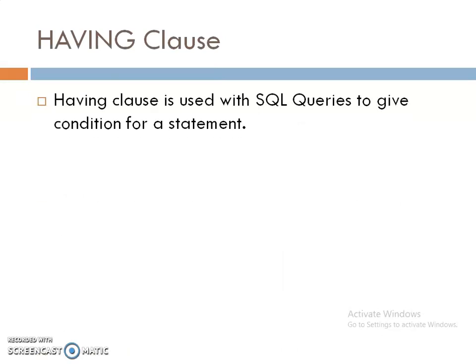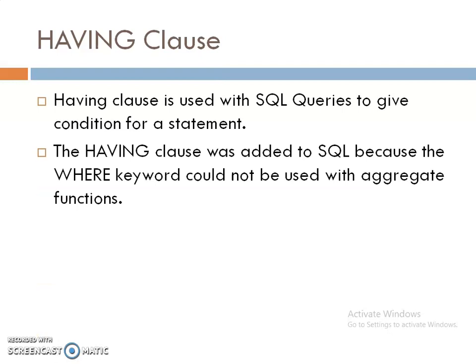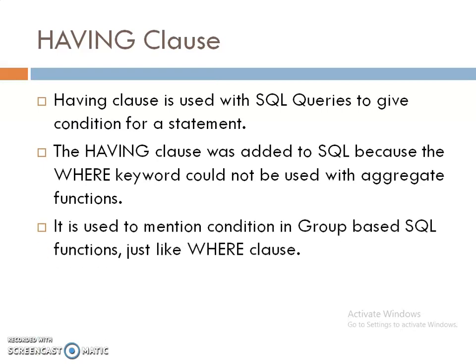Having clause. Having clause is used with SQL queries to give a condition for the statement. Having clause filters groups based on a specific condition. The having clause was added to SQL because the where keyword could not be used with the aggregate function. Each column specified in the having clause must appear in the list of columns specified in the group by clause. It is used to mention the condition in a group-based SQL function just like a where clause.